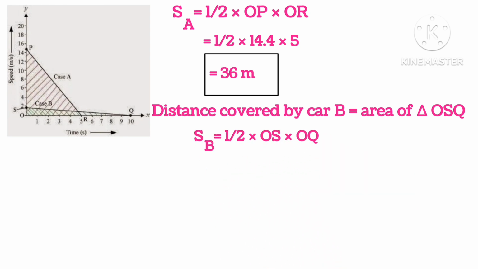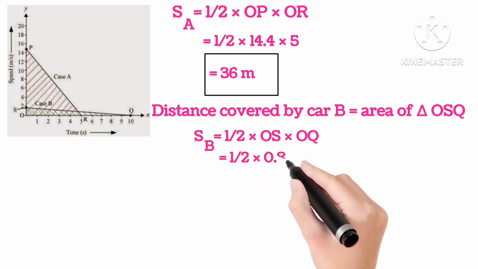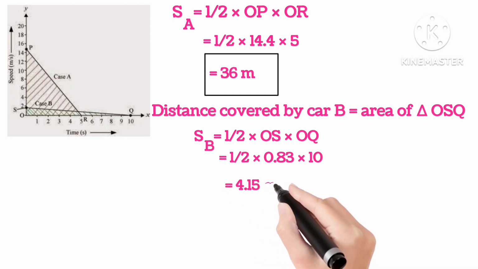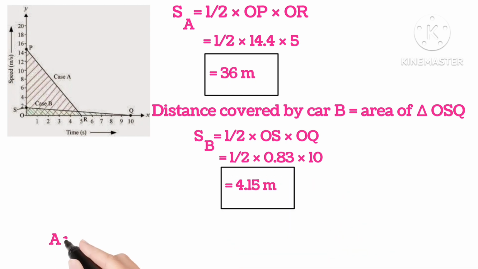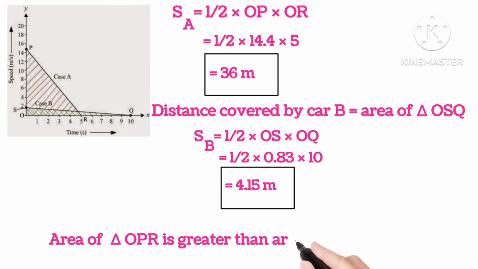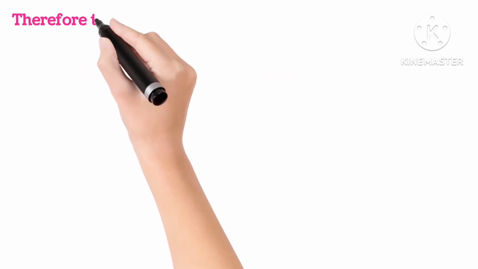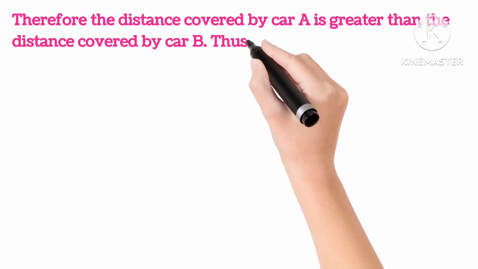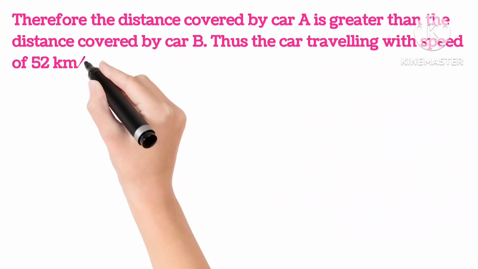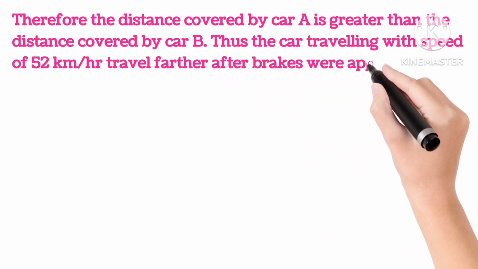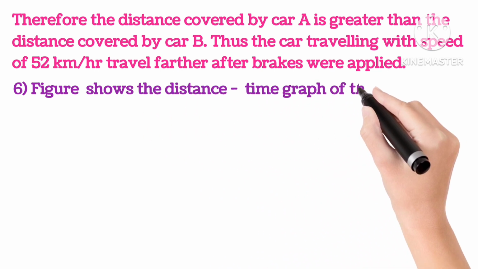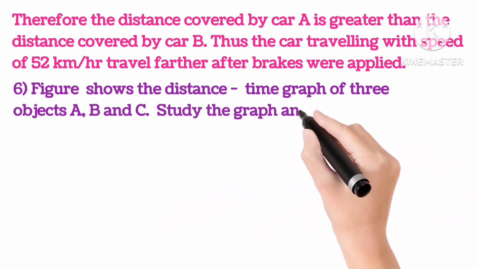Similarly, distance covered by car B will be equal to the area of triangle OSQ. Now again half base into height, putting all the values, we get the distance 4.15 meter. Since the area of triangle OPR is greater than area of triangle OSQ, therefore the distance covered by car A is greater than the distance covered by car B. Thus the car traveling with speed 50 km per hour travels farther after applying brakes.